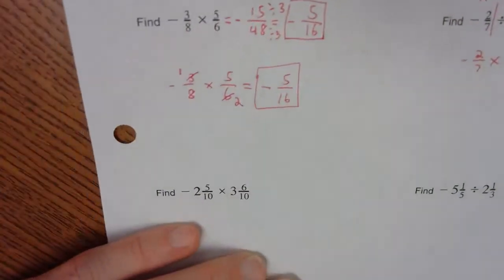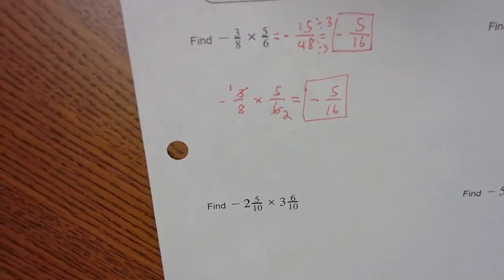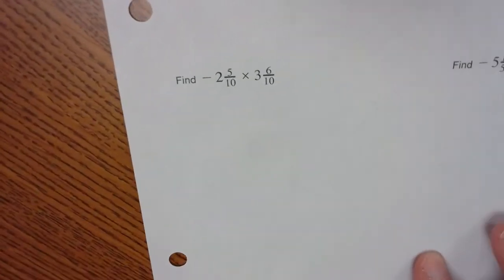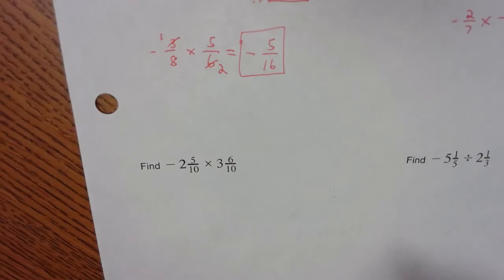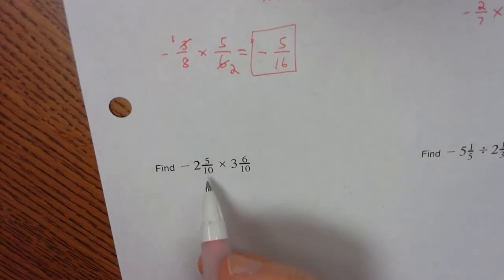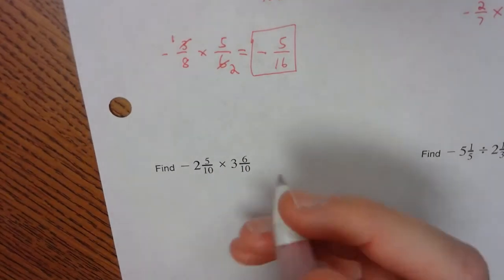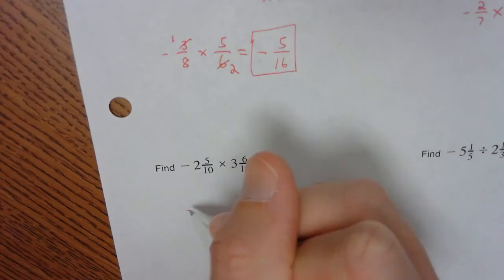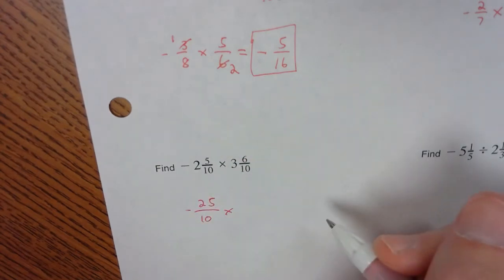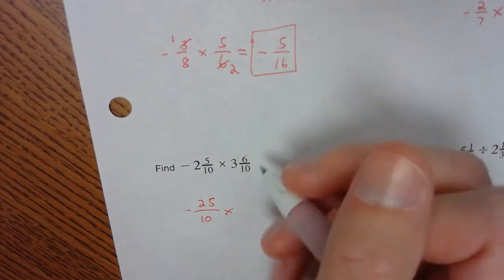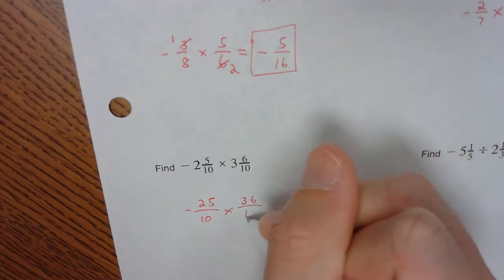Right. Let's look at the bottom left. So now we're going to get into mixed numbers. So before I do anything, just like we did with adding and subtracting, I have to make sure I change these to improper fractions. So negative 2 times 10 is 20, plus 5 is negative 25 over 10, times 10 times 3 is 30, plus 6 is 36.